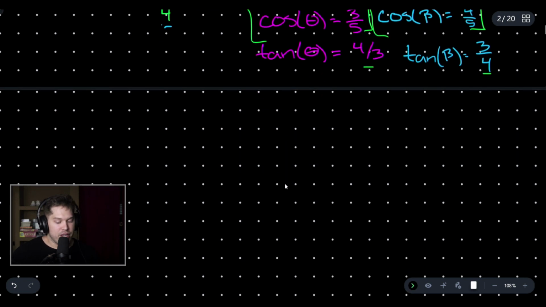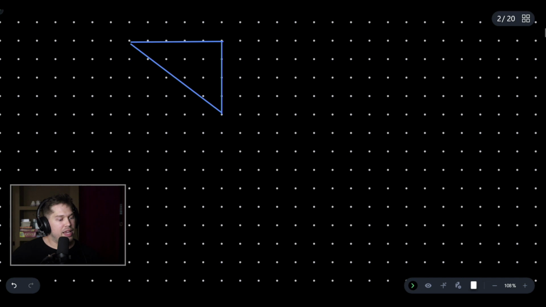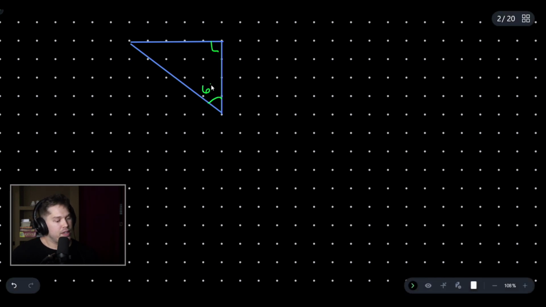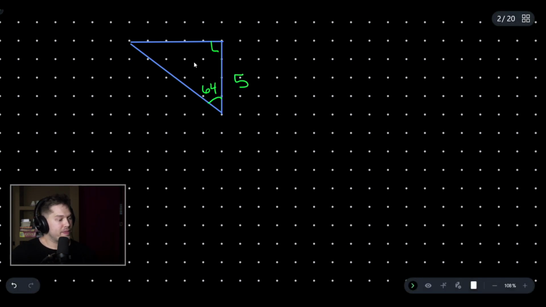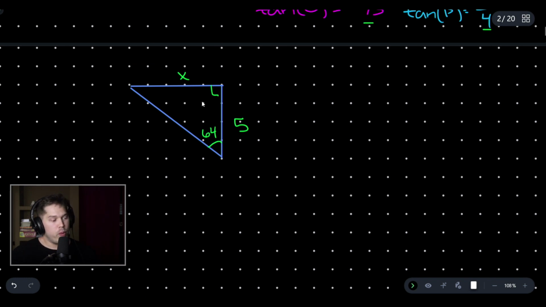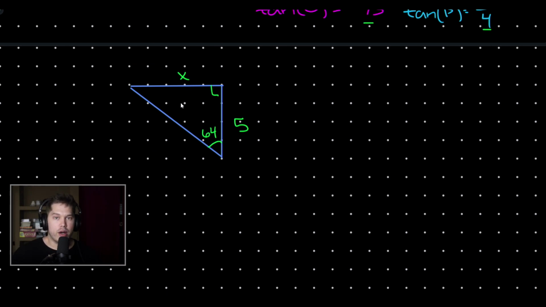Okay, moving forward, let's solve a practice problem. So let's draw a nice right triangle. Excellent. And let's label this 64. And we'll have this side as 5. And this side is x. Let's scroll down a little bit. There we go. Okay, and we want to solve for our unknown value. We want to solve for x.